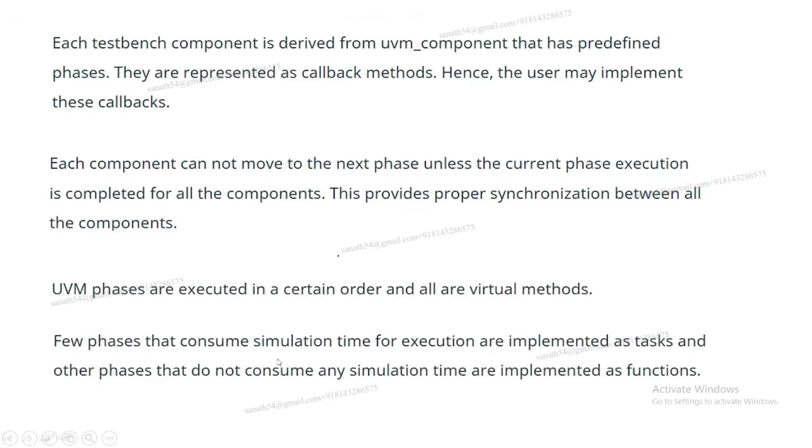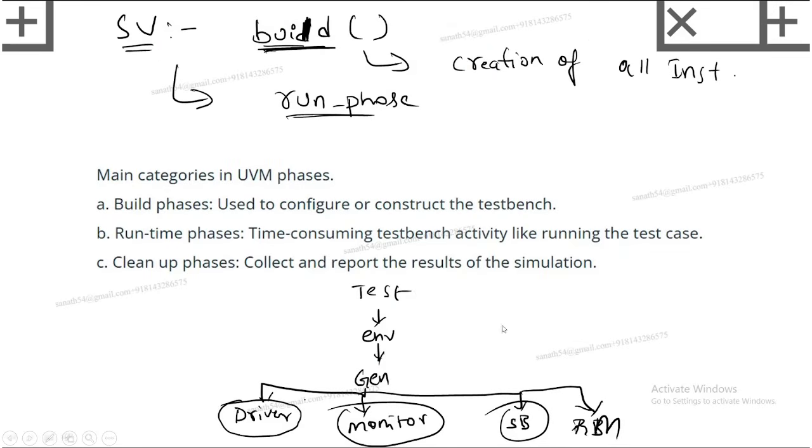A few phases that consume simulation time for execution are implemented as tasks, while other phases do not consume any simulation time and are implemented as functions. So the main categories of UVM phases are the build-time phase, the runtime phase, and the cleanup phase. The build phase is used to configure and construct the test benches. The runtime phase is for time-consuming test bench activity, like running the test cases. The cleanup phase is to collect and report the resulting simulation. These are the main categories of UVM phases.